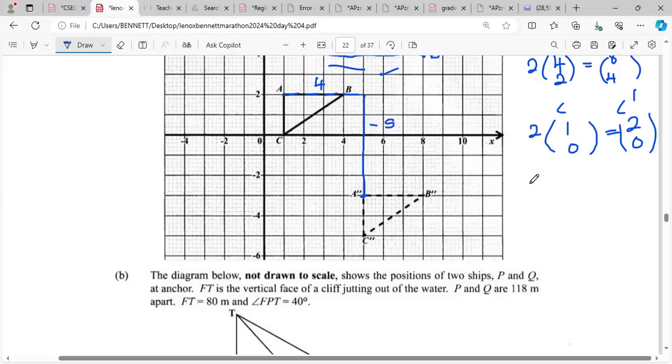You don't have to do the others, guys. You always get the same thing for the others. In an exam, you don't want to waste time. So it's a translation of (4, -5). And you know translation is T, so you write T equals (4, -5).